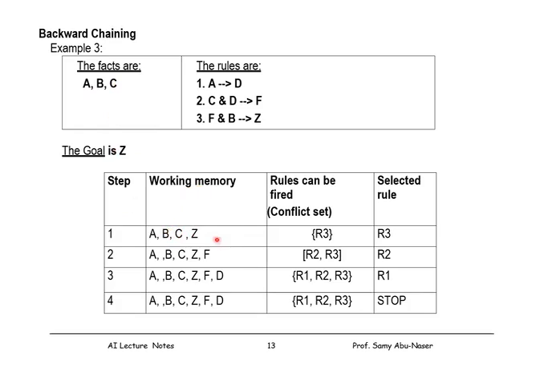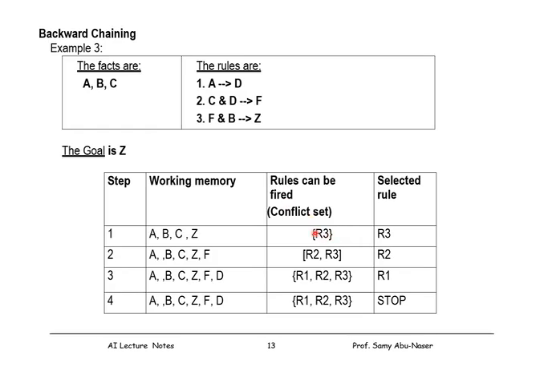Remember, in backward chaining, we put the goal also. Rules that can be fired, the conflict set, and selected rule. So we take A, B, C, and Z, and we look at the right-hand side of the rules. Where do we have A, B, C, Z? We have Z in the third rule, but we don't have A, B, C here. Just Z in the third rule.